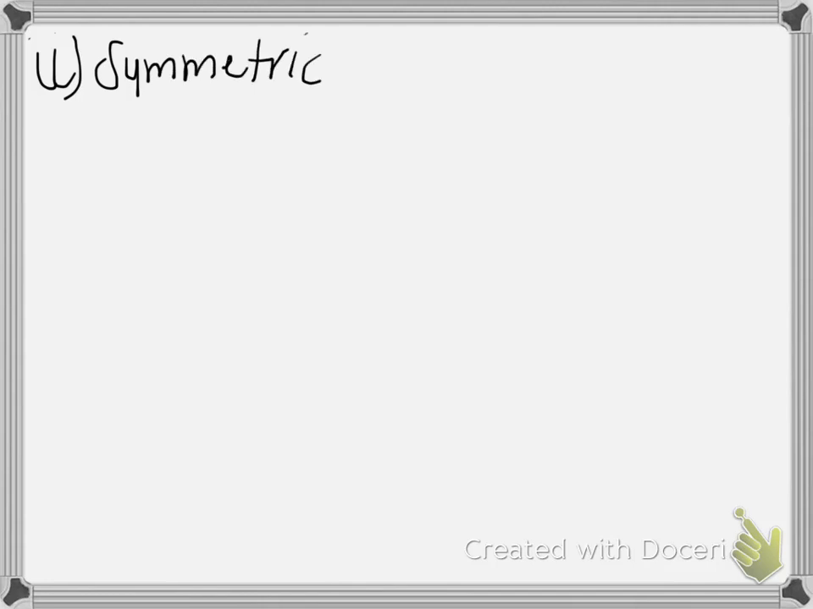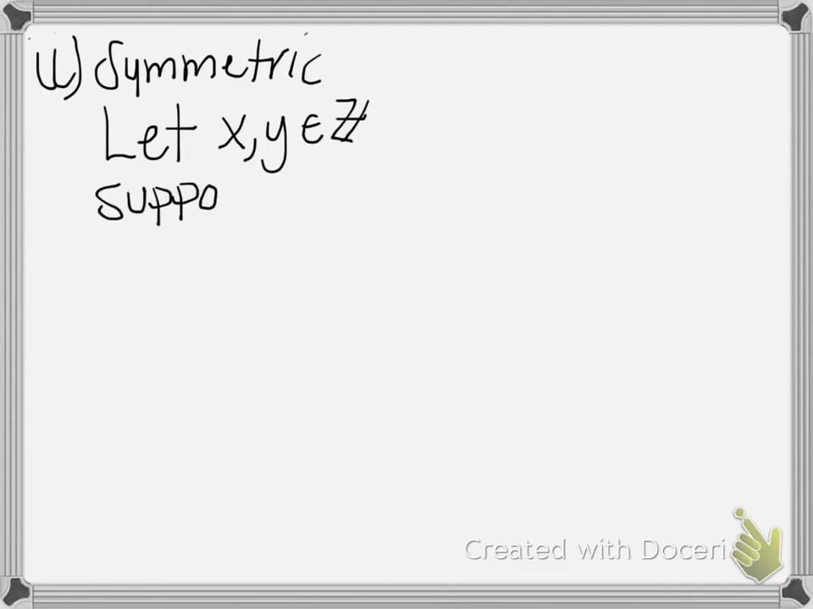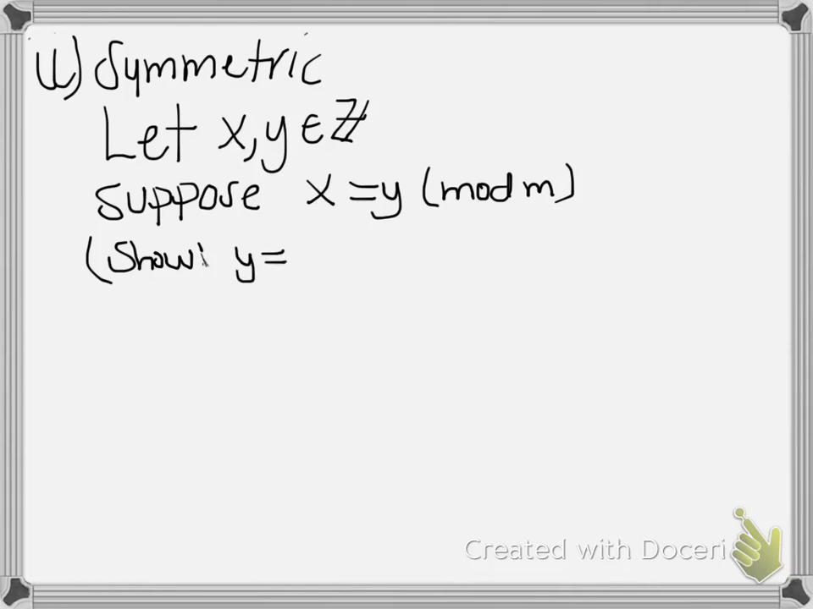So here we need to involve two variables. So let x and y belong to the integers, and suppose, remember here, symmetric has that conditional statement. So we need to suppose x relates to y. Well, in this example, that means suppose x ≡ y mod m. We need to show that y ≡ x mod m.